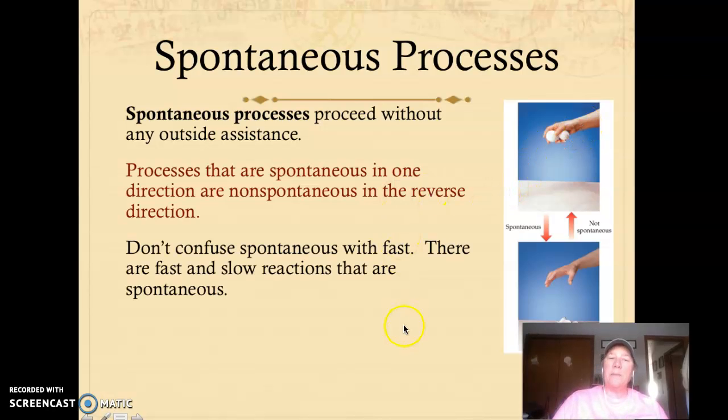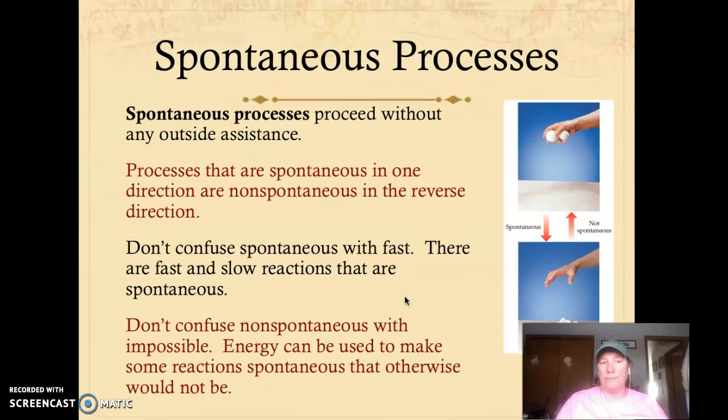Now, one thing to remember, when I say spontaneous, that doesn't mean it happens fast. It could happen fast, but it doesn't mean it has to. There's fast reactions and there's slow reactions. So when we say spontaneous, it might take decades to happen, but it's going to happen without assistance. But again, don't confuse spontaneous with fast. Some are fast and some are slow. And again, don't confuse non-spontaneous with impossible.